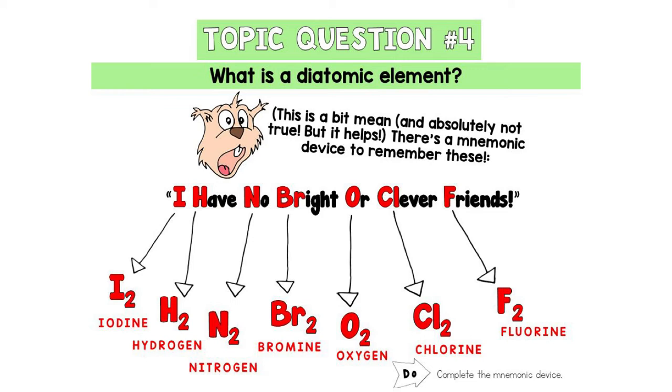And of course, hydrogen is always the weirdo. So, I is iodine, have is hydrogen, no is nitrogen, bright is bromine, or is oxygen, clever is chlorine, and friends is fluorine. Make sure you complete the mnemonic device on your page.